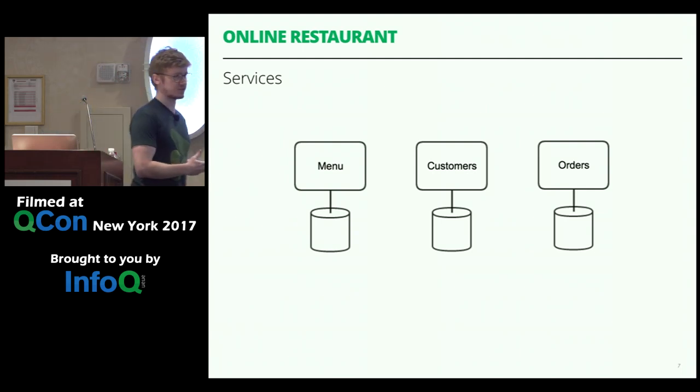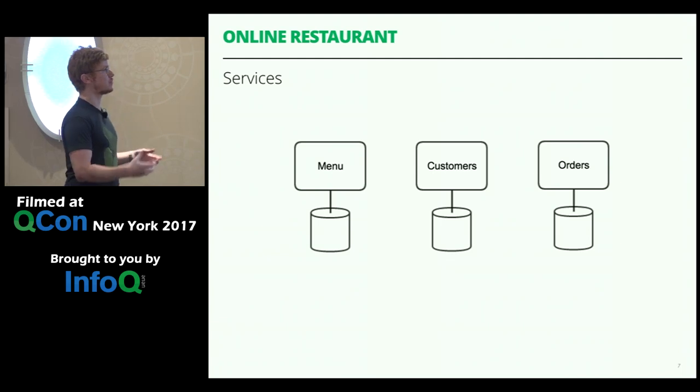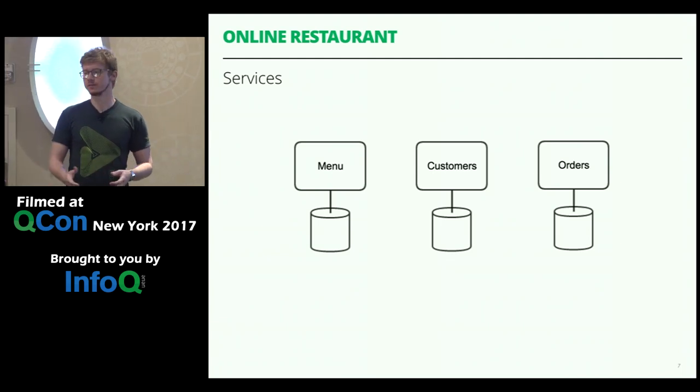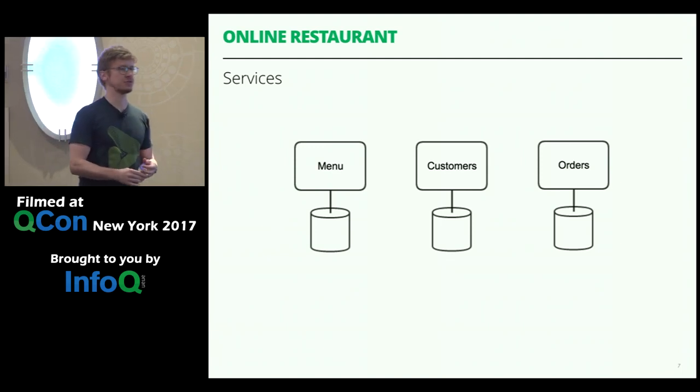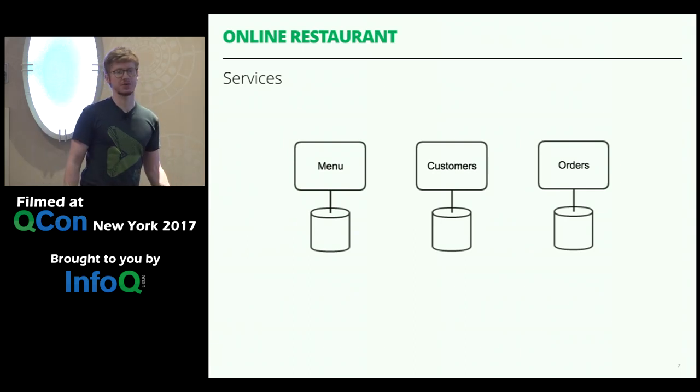We could implement that in the traditional approach, defining 3 separate services: menu, customers, orders. Each service would have its own database. Each service would expose an HTTP API for users to send requests, and they would exchange information using HTTP as well.